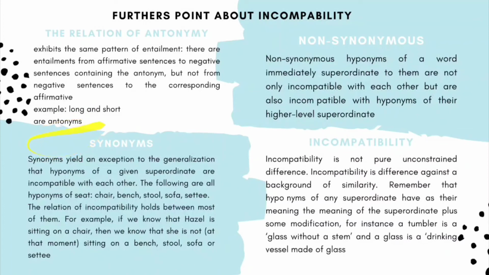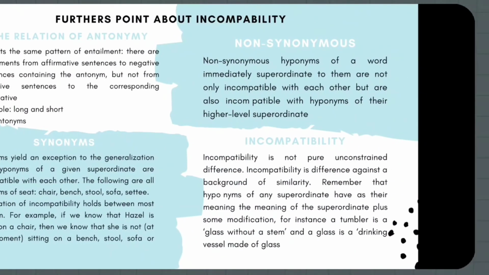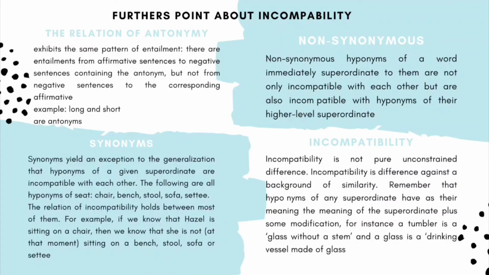These are antonyms, okay? And then synonyms, introduced in chapter 2, yield an exception to the generalization that hyponyms of a given superordinate are incompatible with each other. The following are all hyponyms of seat: chair, bench, stool, sofa. The relation of incompatibility holds between most of them.